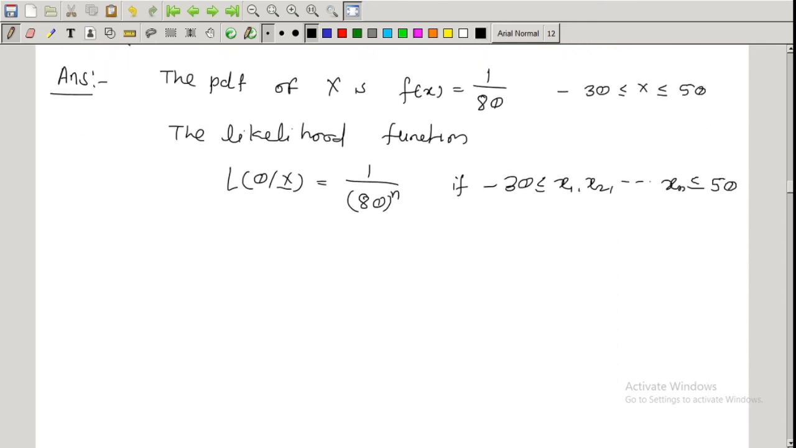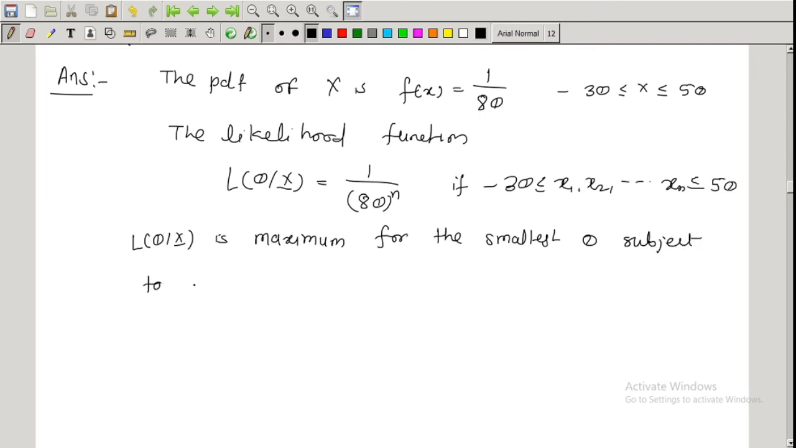So here L of theta, likelihood function L of theta given x bar is maximum for the smallest theta subject to condition.